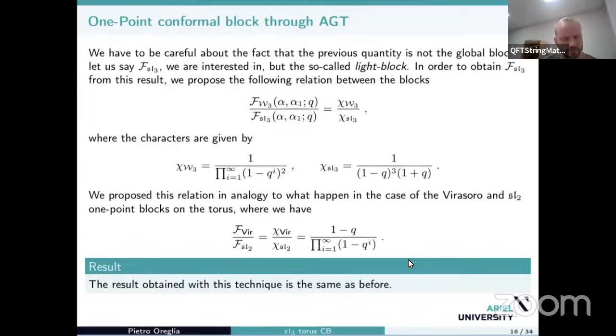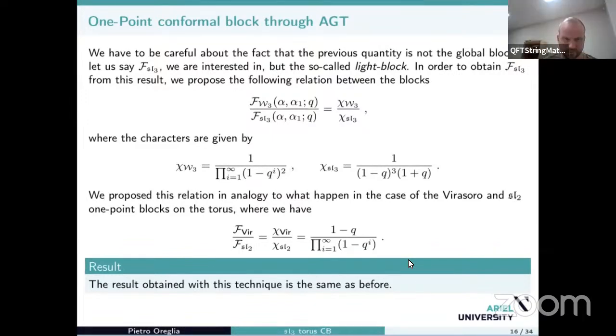I'm sorry, this relation holds. I mean, the ratio of the conformal local and global blocks is the ratio of characters in the limit, right? In large central charge. Yes. Sure. Because otherwise, it can't be true. No, of course, in the limit. Sure.